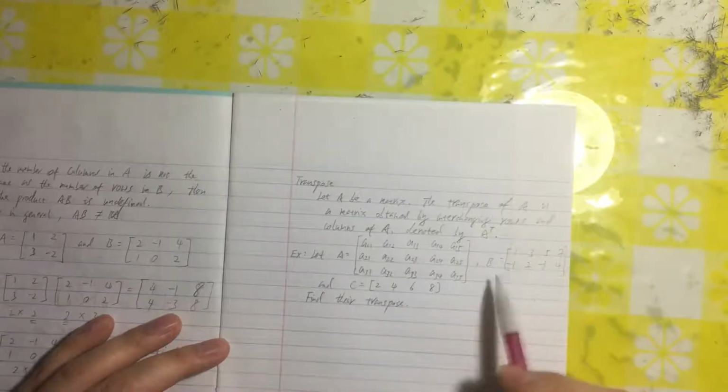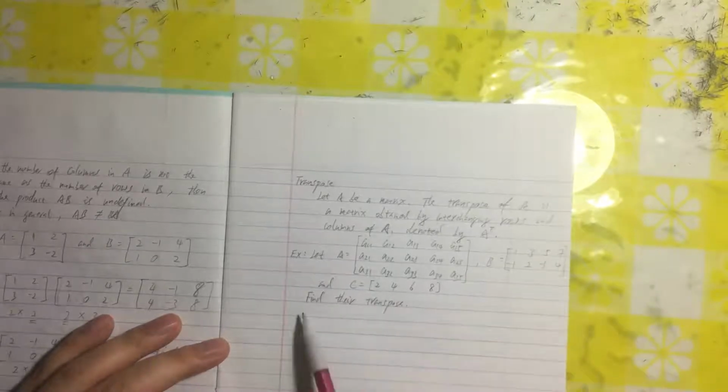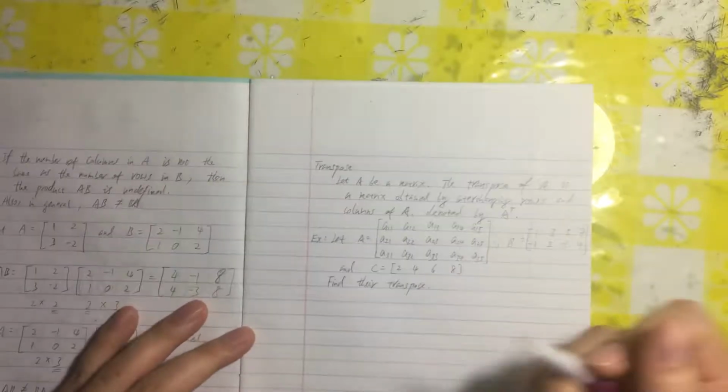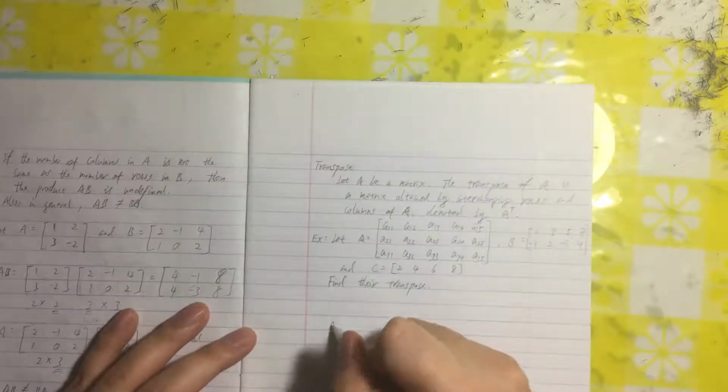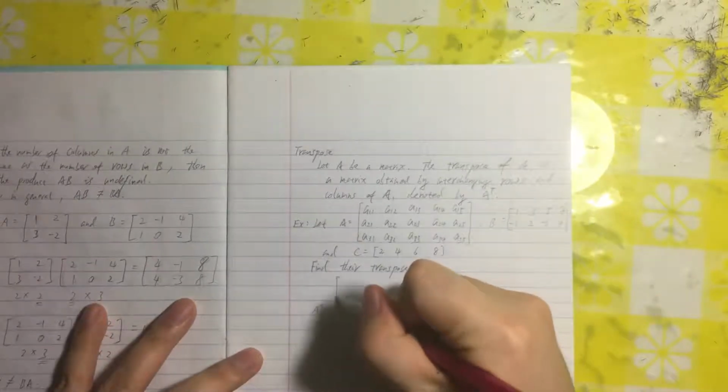Let B be a 2 by 4 matrix. B has 2 rows, 4 columns. Let C be a 1 by 4 matrix. C has 1 row and 4 columns. Find their transpose. Let's find A transpose first. For A transpose, we interchange rows and columns in matrix A.